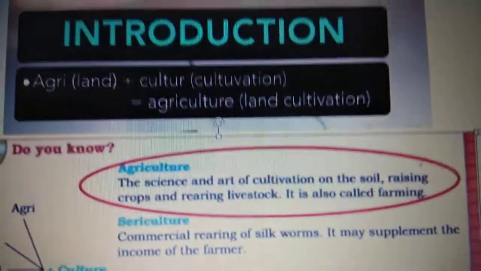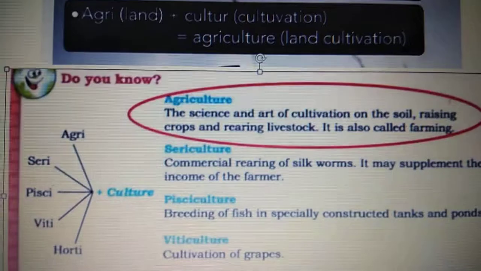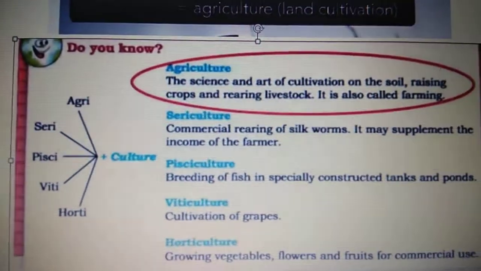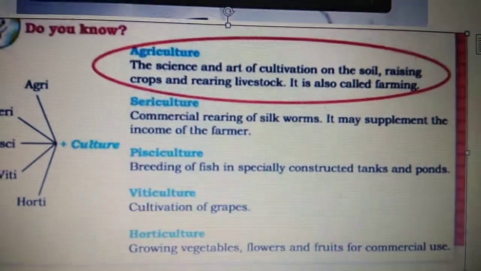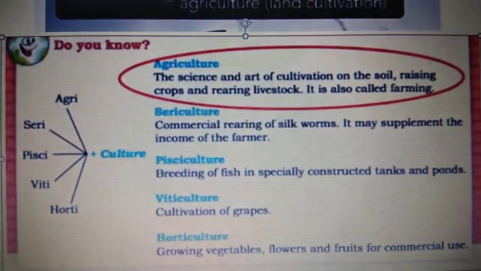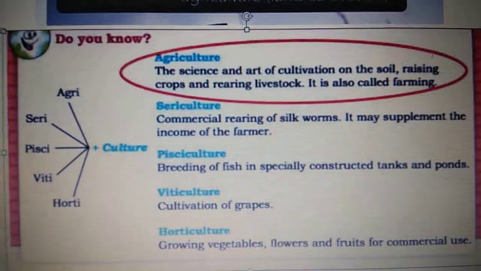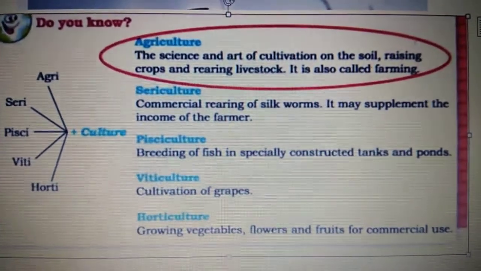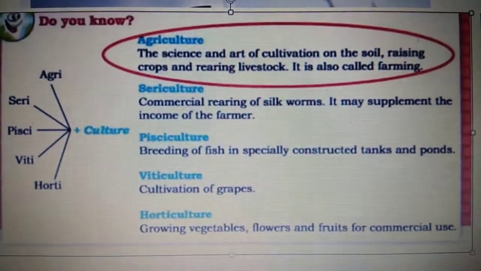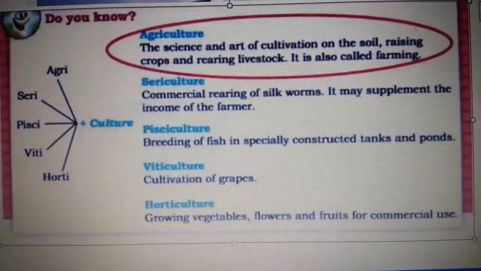Okay, now as we have learned, culture means cultivation. With this culture we can get many other types of culture. You can see sericulture, which is commercial rearing of silkworms. Then pisciculture is breeding of fish, and viticulture is cultivation of grapes. And horticulture involves growing vegetables, flowers, and fruits mainly for commercial use. That means mainly to be sold in the market to earn profit.